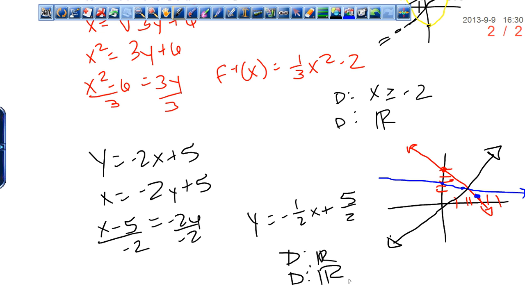If you want to write that from negative infinity to positive infinity, that's fine. That's pretty much the gist of inverses. Biggest thing, switch x and y and solve for y. And then if you want to graph those, it reflects across the line y equals x.